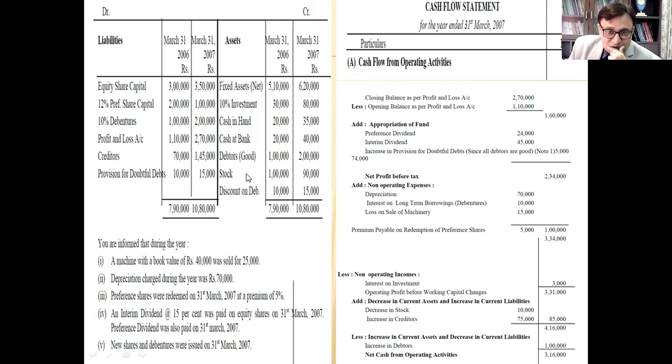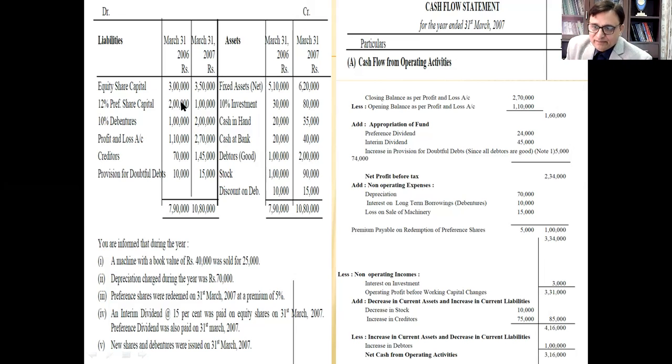Let's come first to the additional information given here. It is written that we have 12% preference share capital. In the beginning it was 2 lakh, and at the end it was 1 lakh. These preference shares are redeemed at the end of the period at a premium of 5%. So preference share capital remains 2 lakh throughout the year, but on the last day we redeemed them. 12% preference share means preference dividend has to be paid at the rate of 12%.